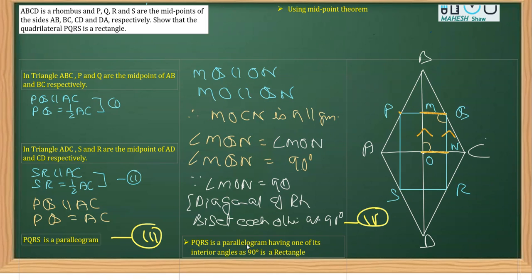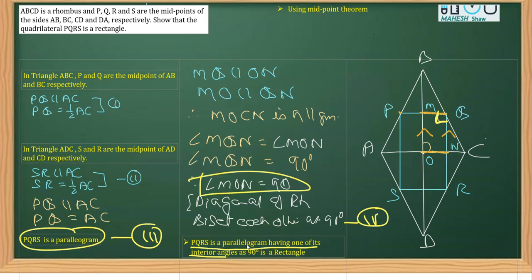Once again, we can say for the third part, we have proved this figure PQRS is a parallelogram. And next, here we proved one of its angles as 90 degrees. So this angle is 90 degrees. And we should know that this is a parallelogram with one of its interior angles as 90 degrees, which we proved. Therefore, this figure can be called a rectangle.